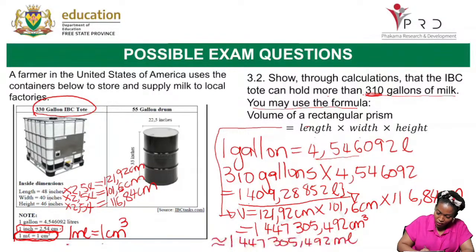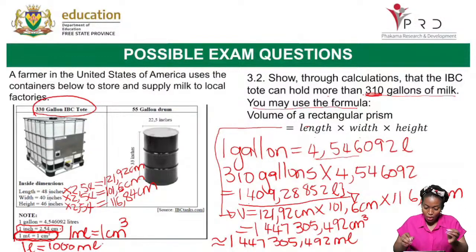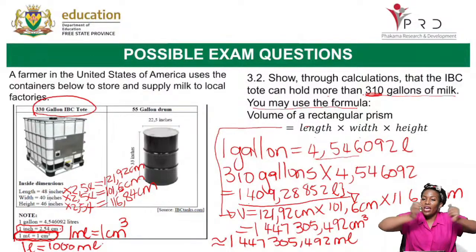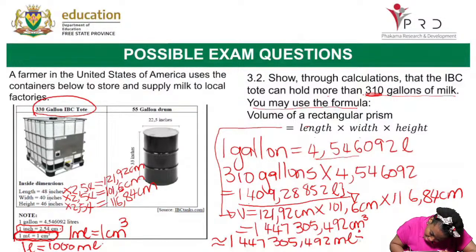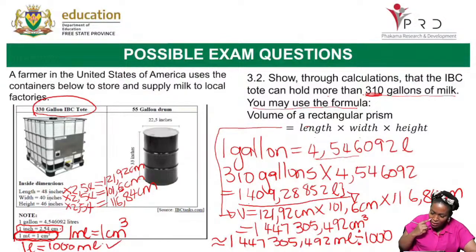Now we need to convert from milliliters to liters. How do we convert from milliliters to liters? We know that 1 liter is equal to how many milliliters? 1000 milliliters. A milliliter is smaller, so we are converting from a smaller unit to a bigger one. What do we do? We are going to divide. We divide by 1000.